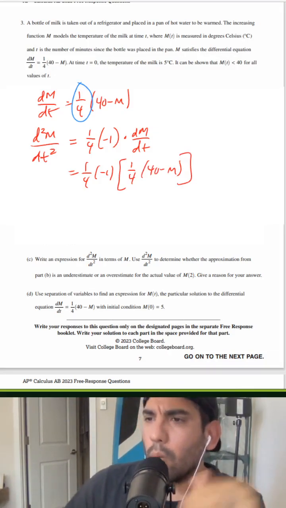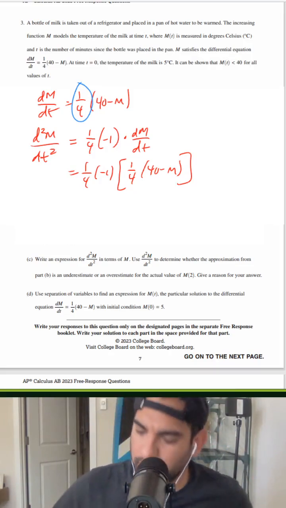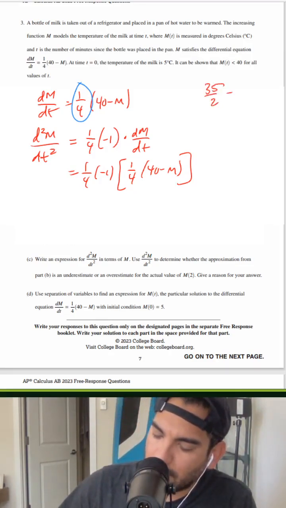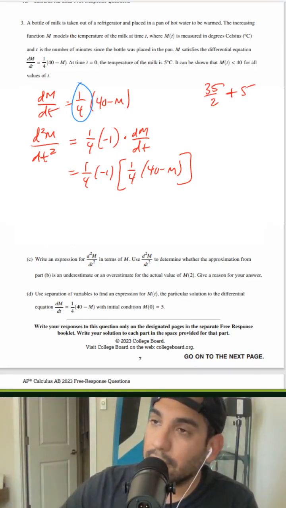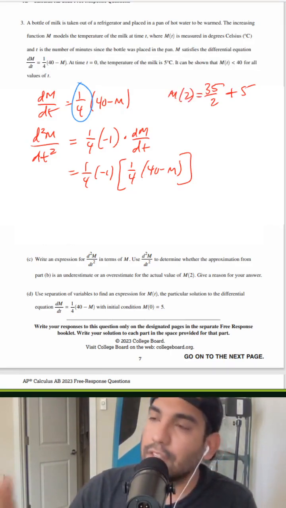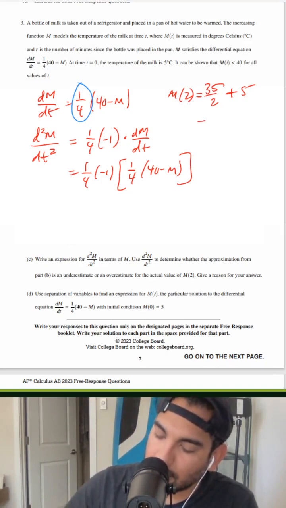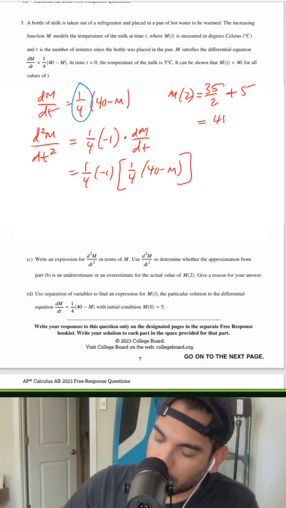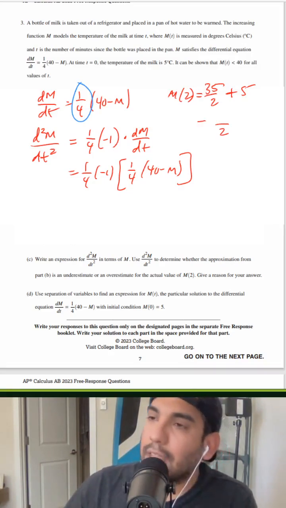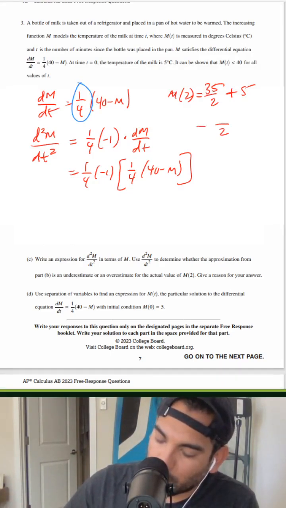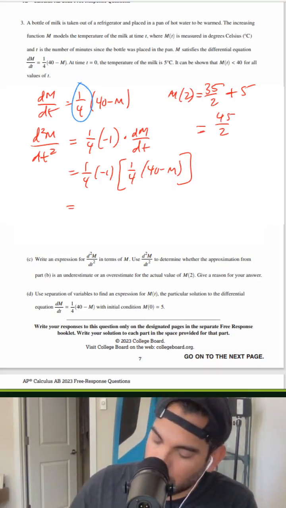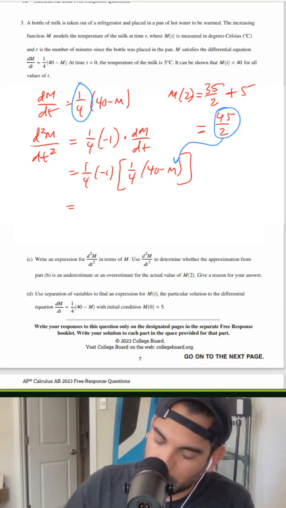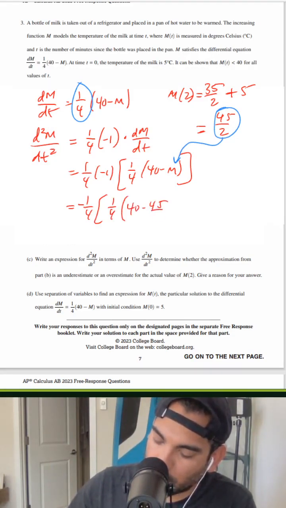Okay, so what did I get for part B? I think it was 35 over 2 plus 5. So the value for part B, m of 2, was equal to this value up on top, 35 over 2 plus 5. I guess I can maybe simplify. I didn't think I had to. That's going to be 45 over 2. And now what they want us to do is plug that into our second derivative. So here we go. If we're going to plug in that 45 over 2 in for the m, we have negative 1/4 times 1/4 times 40 minus 45 over 2.